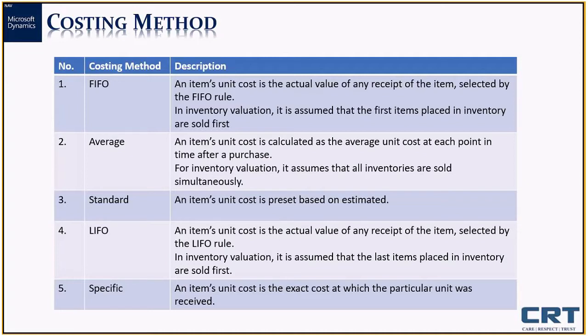The second one is the average, so it will average the cost of the item according to the quantity on hand to sell this item out. Then the standard: from the words literally, the price and the cost are always the same, so it will never change. The fourth one is LIFO, an upside down costing method from FIFO, because it is last in, first out. It uses the latest cost to be sold out first. That's a quick introduction to the costing methods.